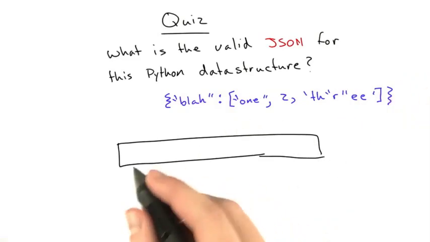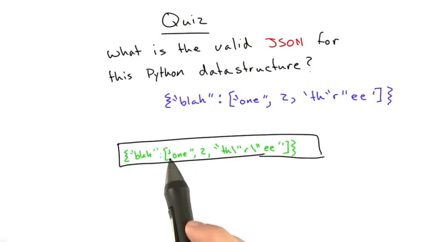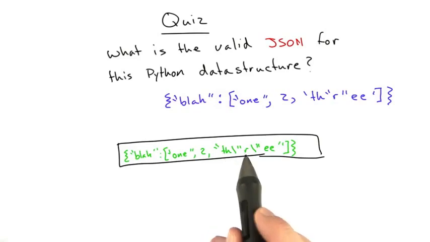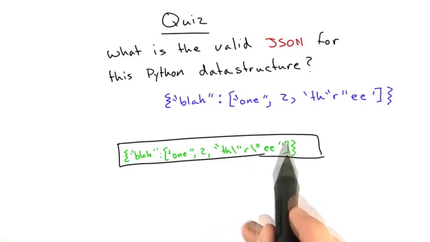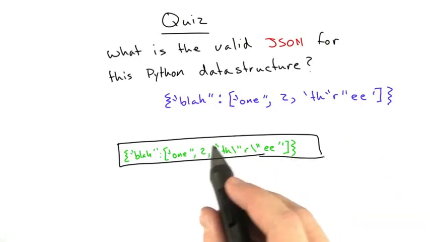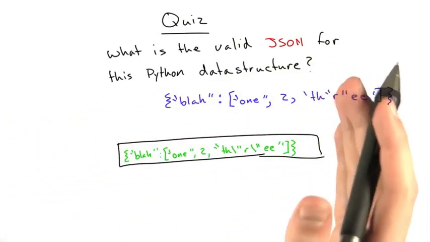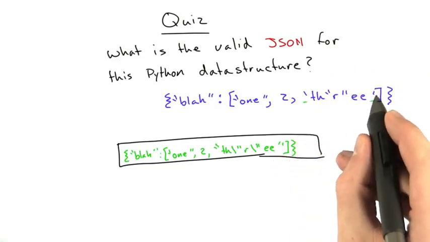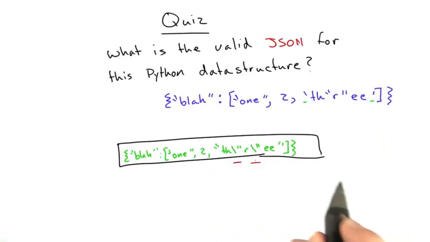Good luck. The correct answer is blah equals the list, double quote 1, 2, and now double quote th slash double quote r slash double quote ee double quote close bracket close curly. The main distinction between a Python object and a JSON representation of a very similar object is that JSON has to use double quotes to delineate a string. It can't use single quotes like Python does. So you must escape any internal double quotes.